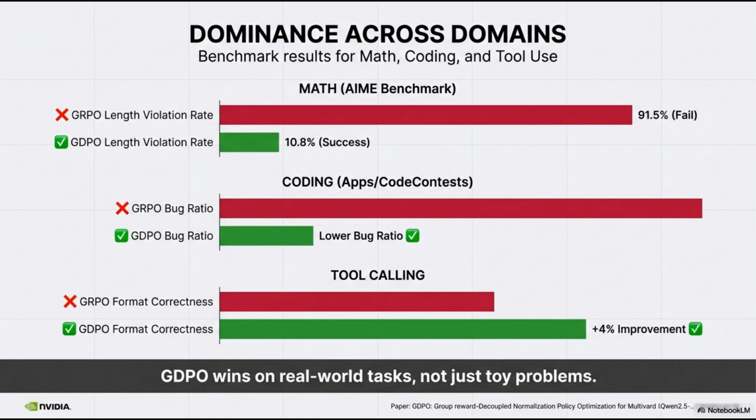This is NVIDIA research. Production-grade validation. 3 different domains. Math, coding, tool use. Same result every time. GDPO dominates. The evidence is clear. The algorithm works.